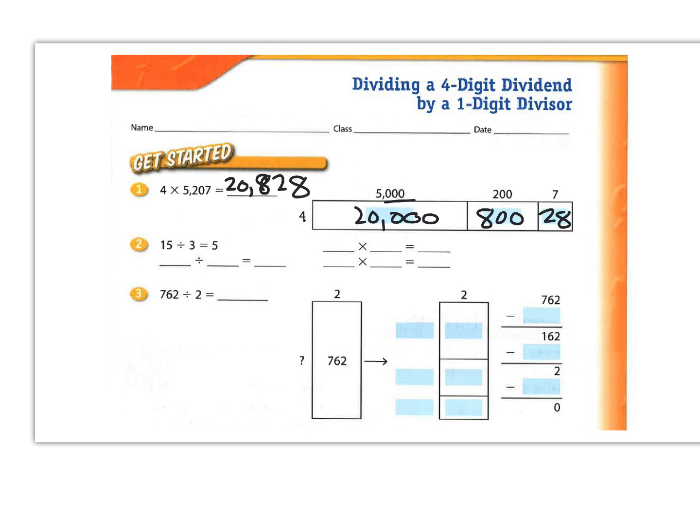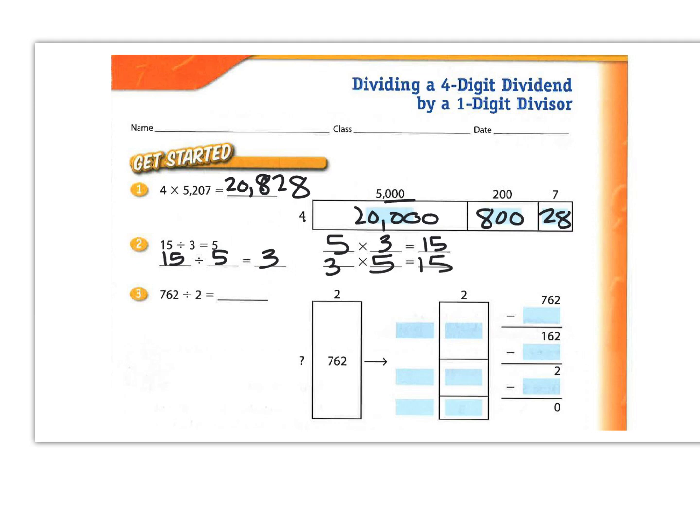Here we have a fact family as a review. 15 divided by 3 is 5, and then 15 divided by 5 equals 3. Then you can do 5 times 3 equals 15, and flip it, 3 times 5 equals 15.